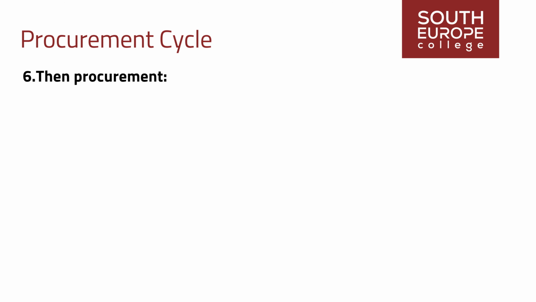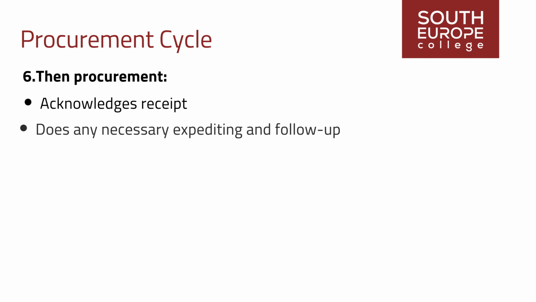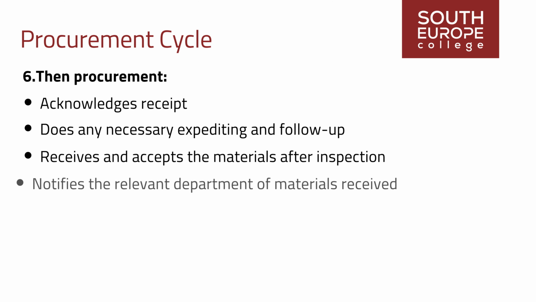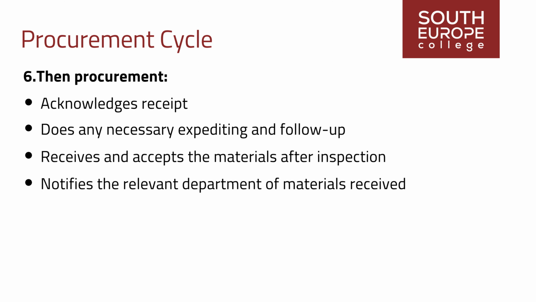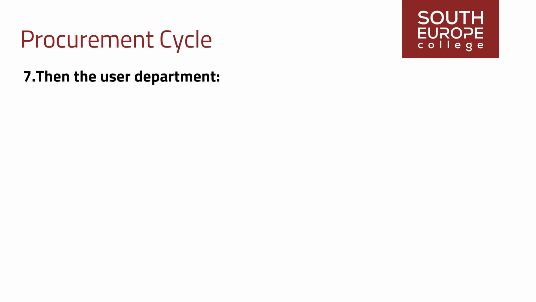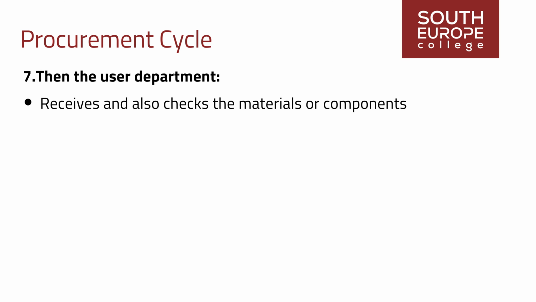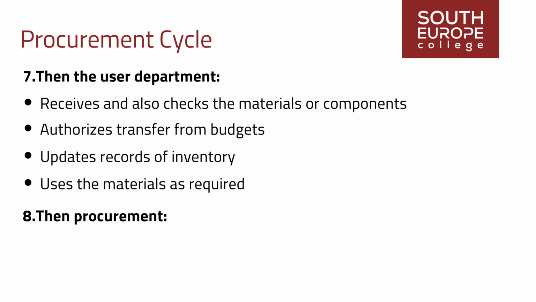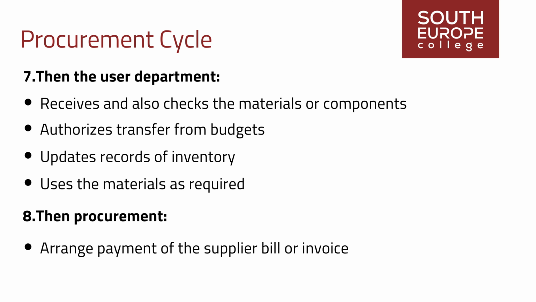Then procurement acknowledges receipt, does any necessary expediting and follow-up, receives and accepts the materials after inspection, and notifies the relevant department of materials received. Then the user department receives and also checks the materials or components, authorizes transfer from budgets, updates records of inventory, and uses the materials as required. Then procurement arranges payment of the supplier bill or invoice.